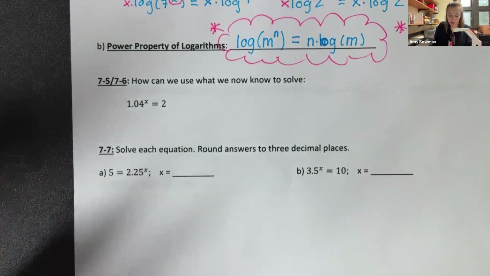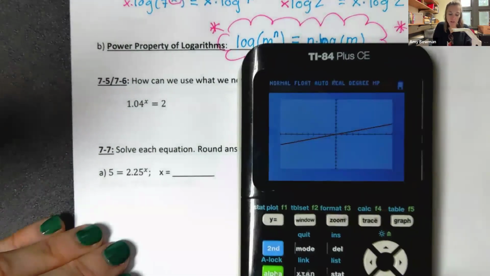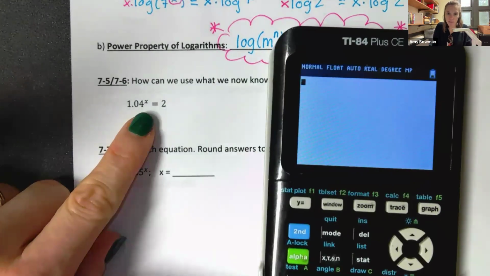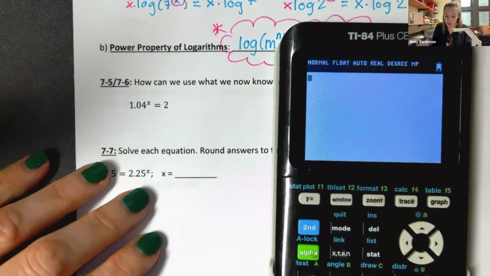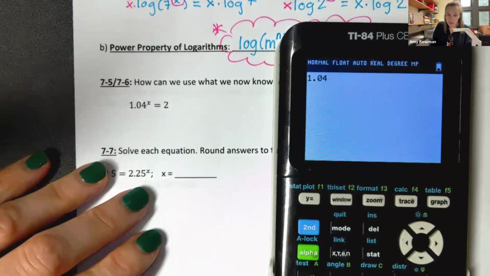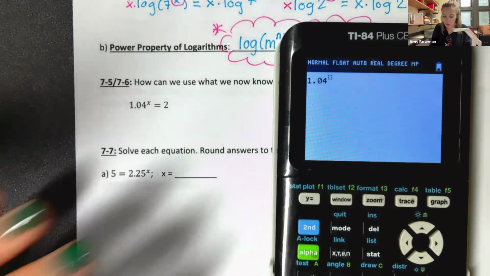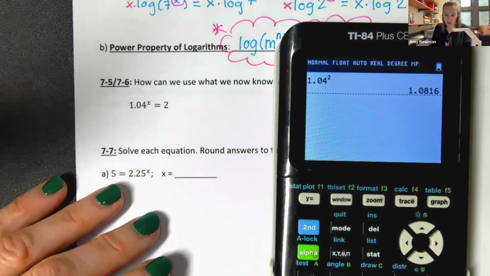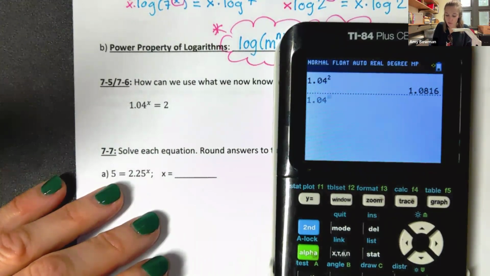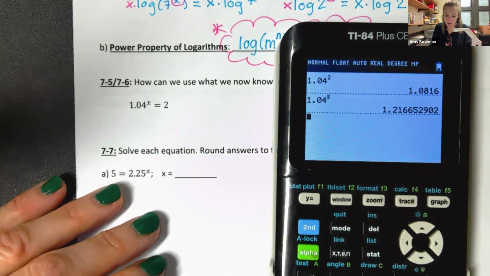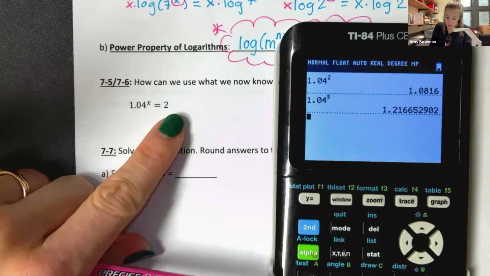Before we just figured out that power property, if I wanted to solve this equation, basically you guys would have to resort to guessing and checking. Guessing 1.04 raised to what power is 2? So you would just try a bunch of powers. 1.04 raised to the what is going to get me to 5, or to get me to 2.